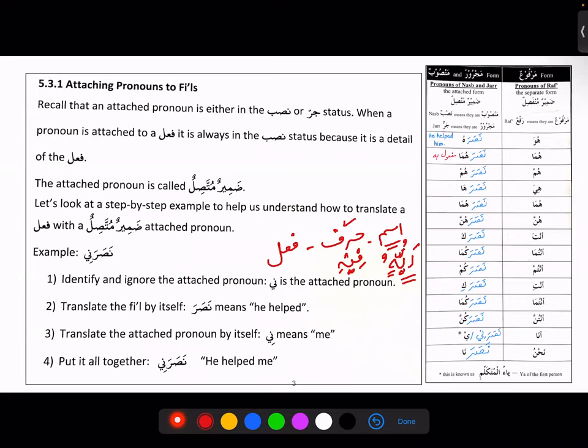And now today we will learn that an attached pronoun can attach to a fail as well. The example is Nasara. What is Nasara? He helped. If I say Nasarahu, who? He helped him. This "him" is the attached pronoun, which is giving us more: he helped who? So this is giving us a detail.